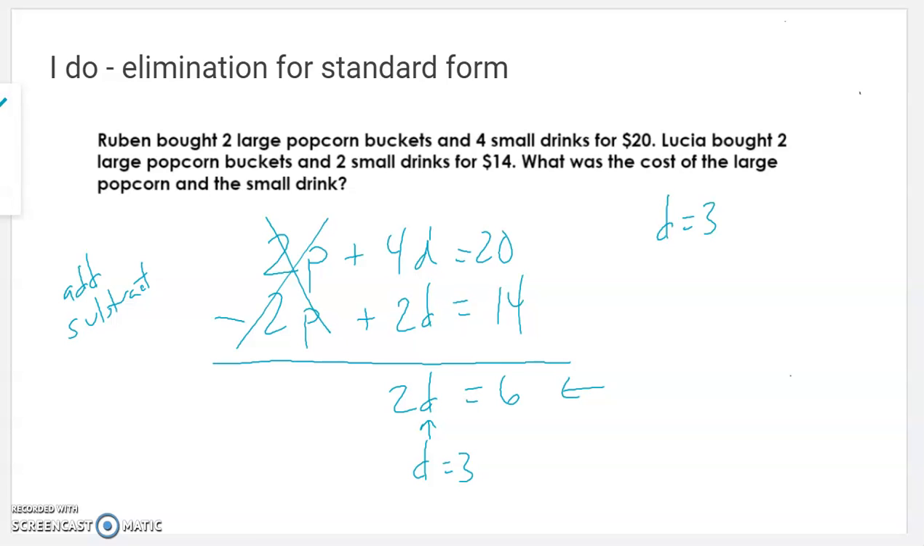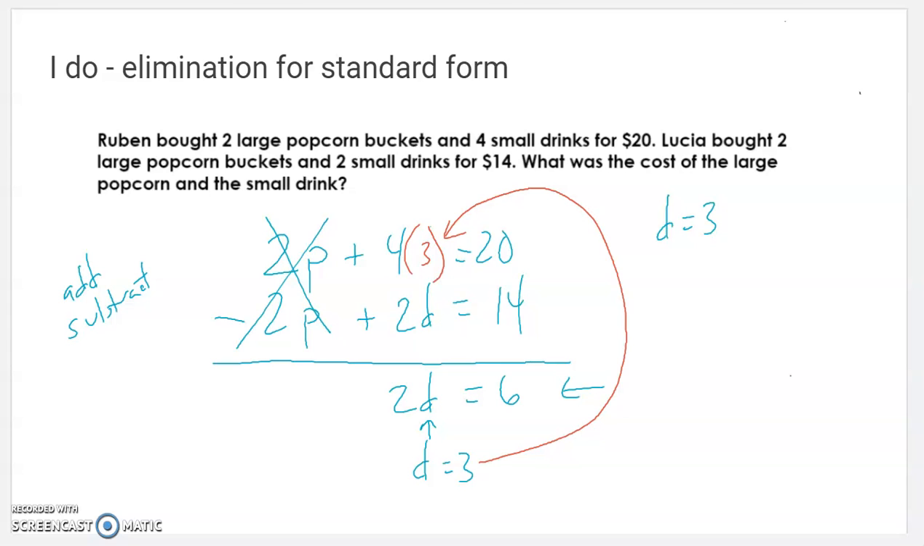Because what I can do now is, now that I know one of the variables, I can use it to find the other one that I don't know yet. Here's how. I'm going to take that d equals 3 and put it back into either equation. It doesn't really matter which one. Either original equation. I'll just choose the top one. And now that I know d is 3, I can replace d in that equation with 3.